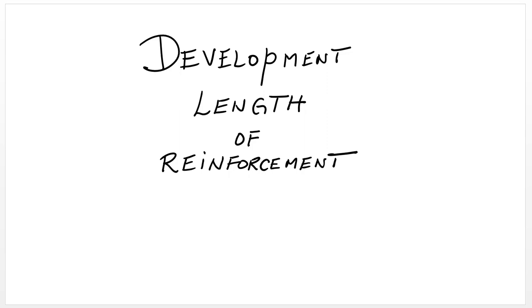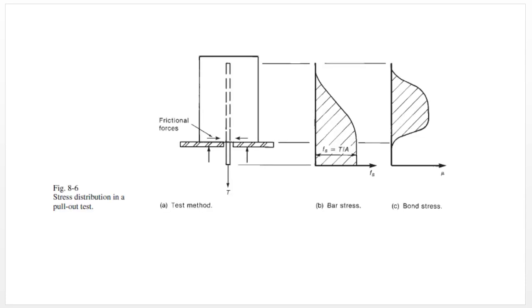In this lecture, we're going to talk about development length of reinforcement. Development length refers to the fact that in order for a rebar that is embedded in concrete to develop its full yield stress, it needs to be properly anchored inside the concrete. There are basically two ways to do that.